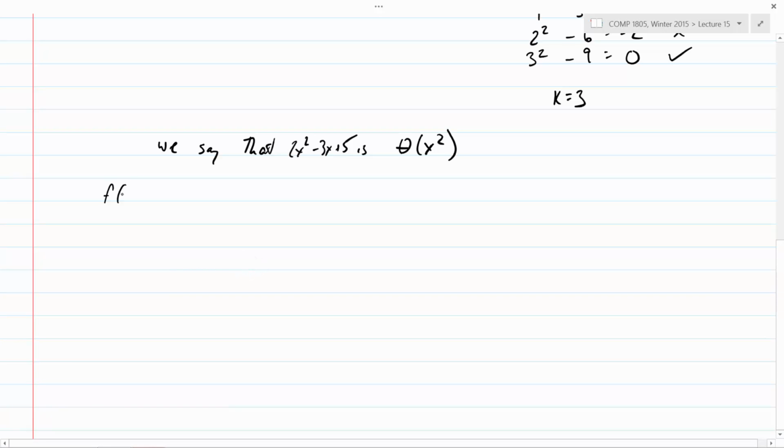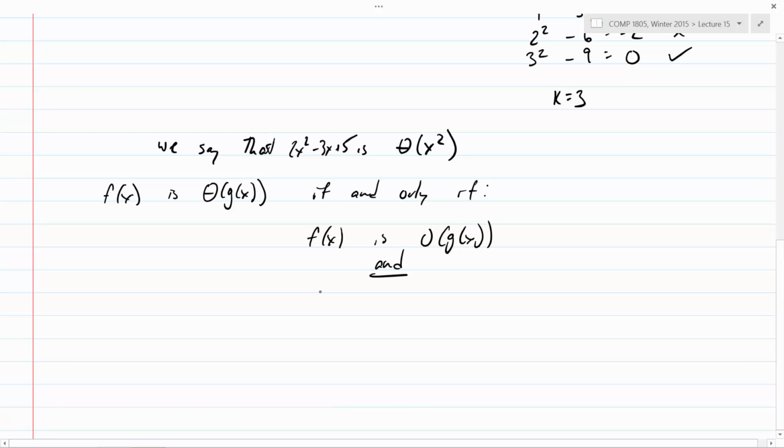So f(x) is theta of g(x) if and only if f(x) is big O of g(x) and f(x) is omega of g(x). They both have to be true. Does that make sense?